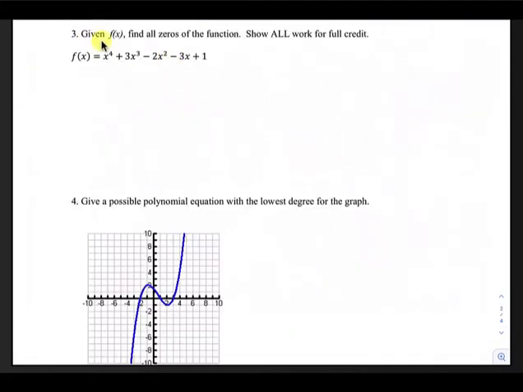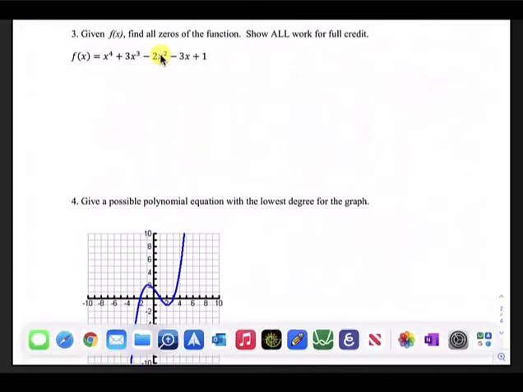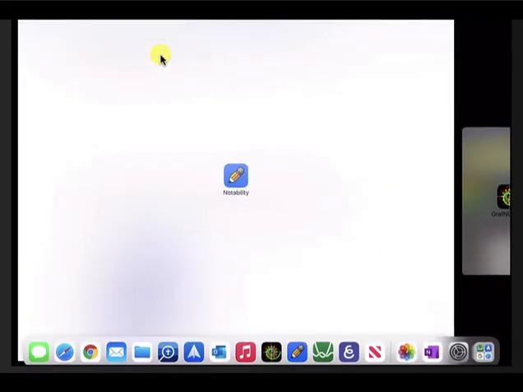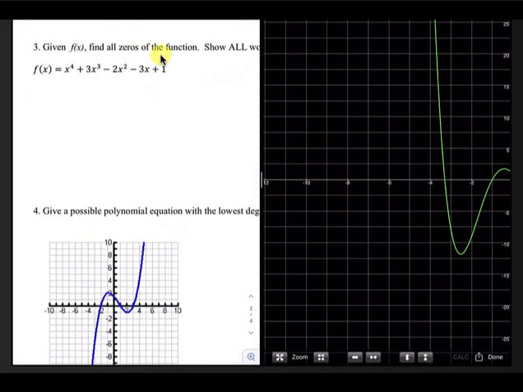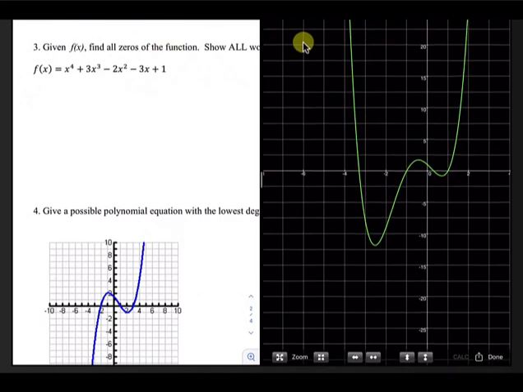All right, question 3. Given f of x, find all zeros of the function. Show all work for full credit. Well, so here's our function. We have no idea where the zeros are, so let's graph this. From the graph, we can see where it crosses the x-axis, and it looks like it's crossing the x-axis here at negative 1 and also at positive 1.